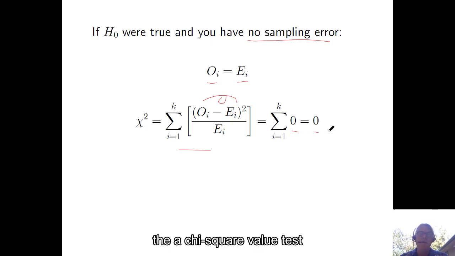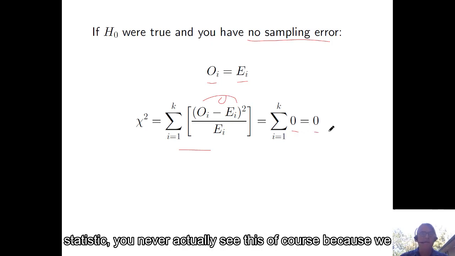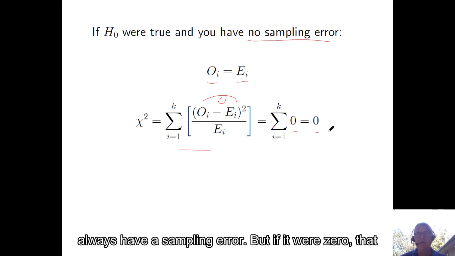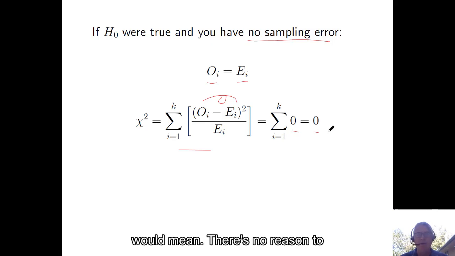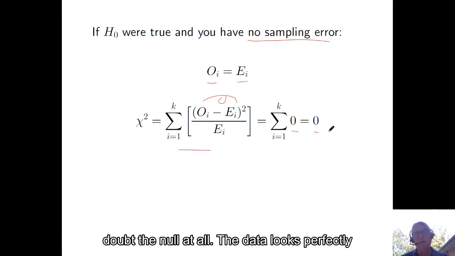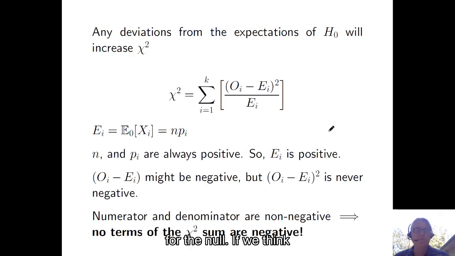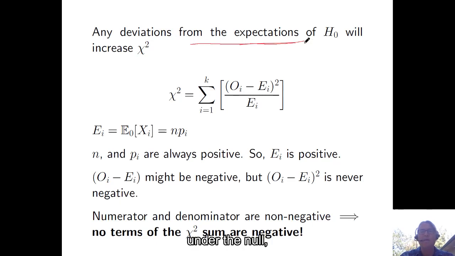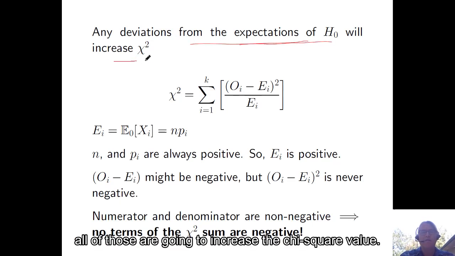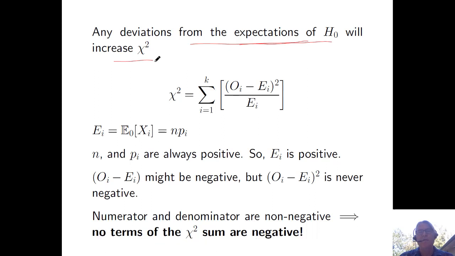So a chi-square value, a test statistic, you never actually see this, of course, because we always have sampling error. But if it were 0, that would mean there's no reason to doubt the null at all. The data looks perfectly like what we expect under the null. Okay, so 0 is the best case for the null. If we think about any deviations from the expectations under the null, all of those are going to increase the chi-square value. And why is that true?